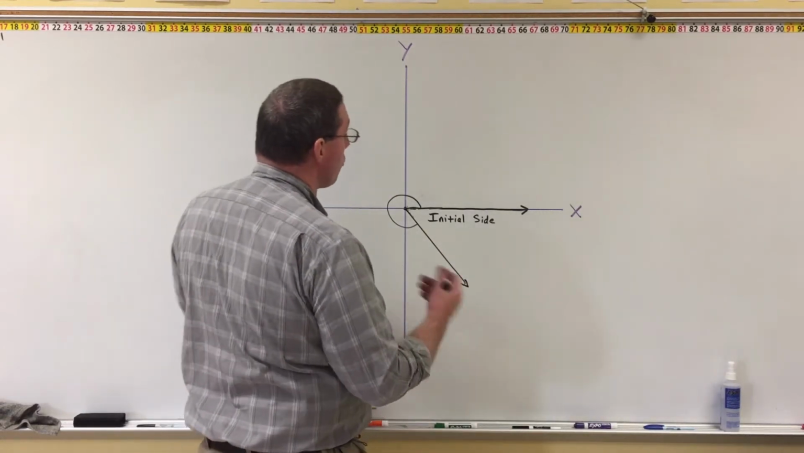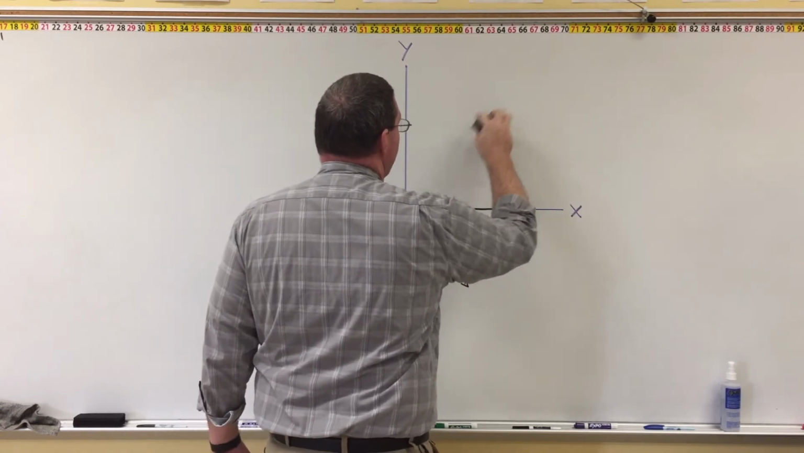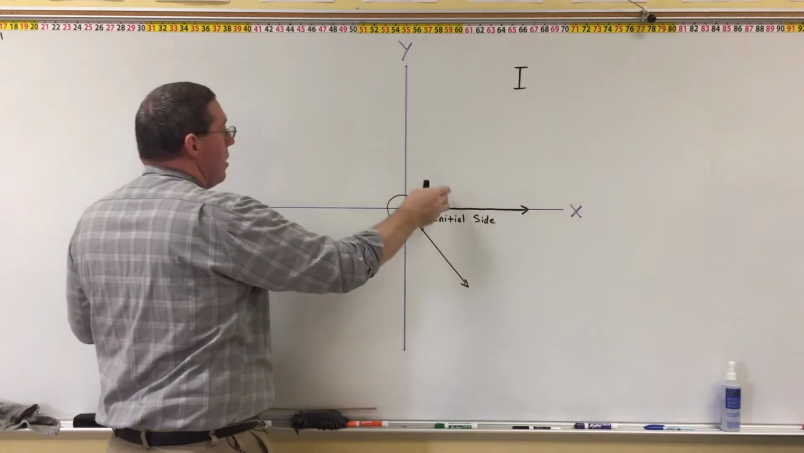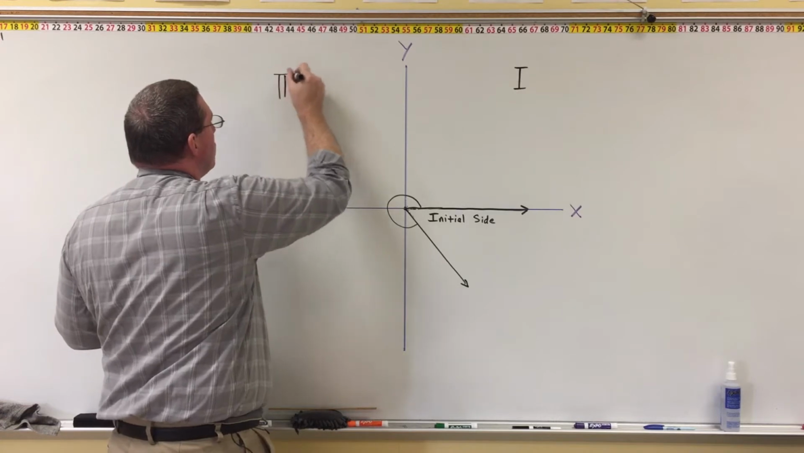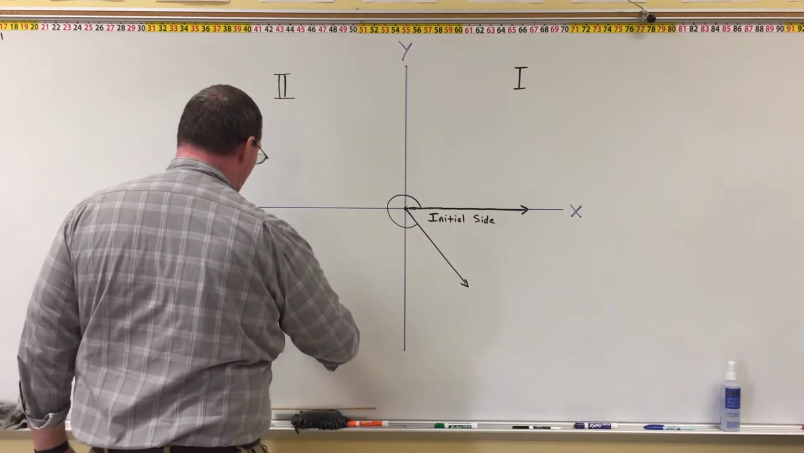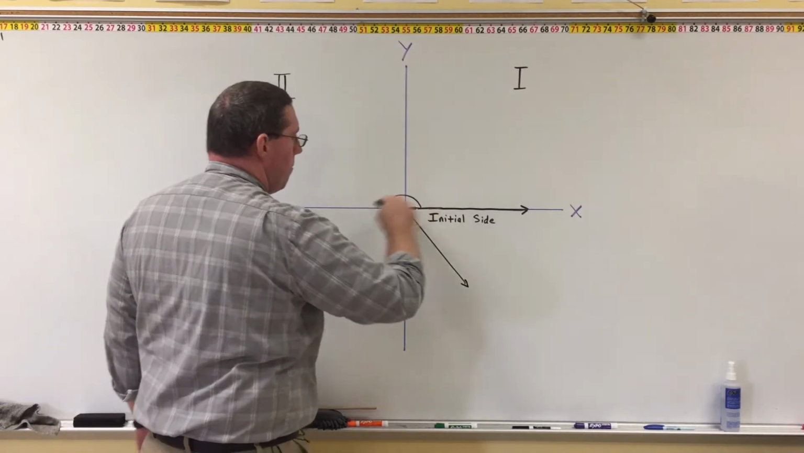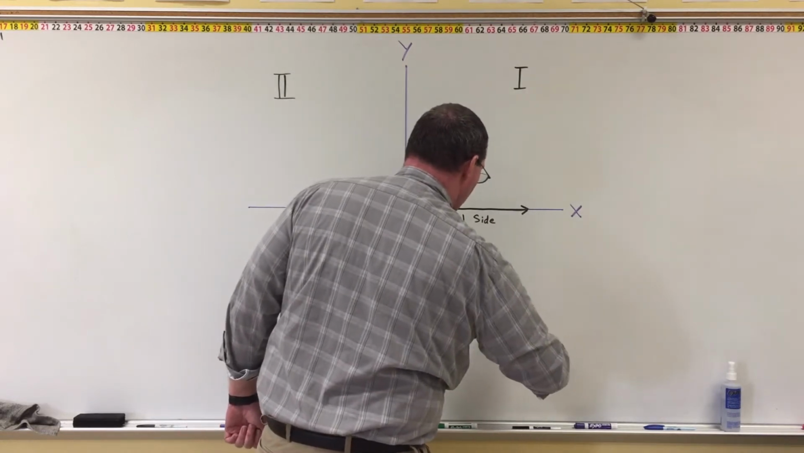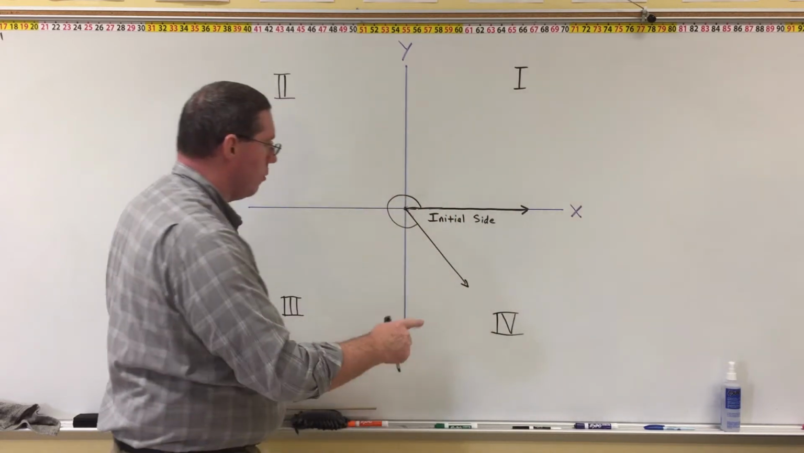Okay, so we use Roman numerals, but we call this quadrant up here, the positive quadrant, quadrant 1. The negative positive quadrant is called quadrant 2. The negative quadrant is called quadrant 3. And the positive negative quadrant is called quadrant 4. Okay, so we have quadrant 1, quadrant 2, quadrant 3, and quadrant 4.